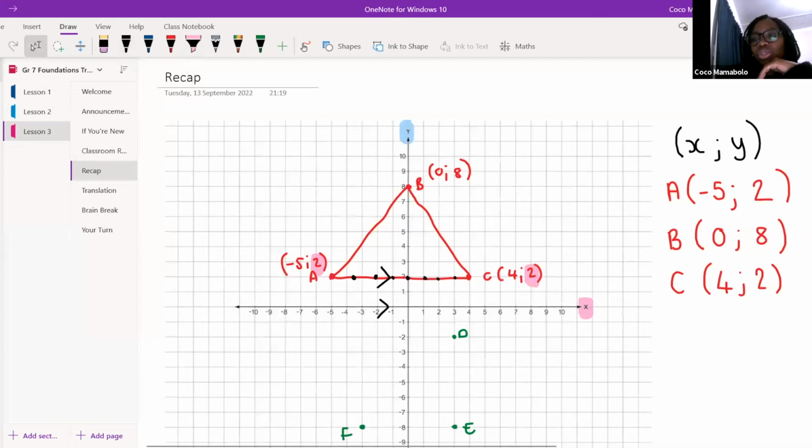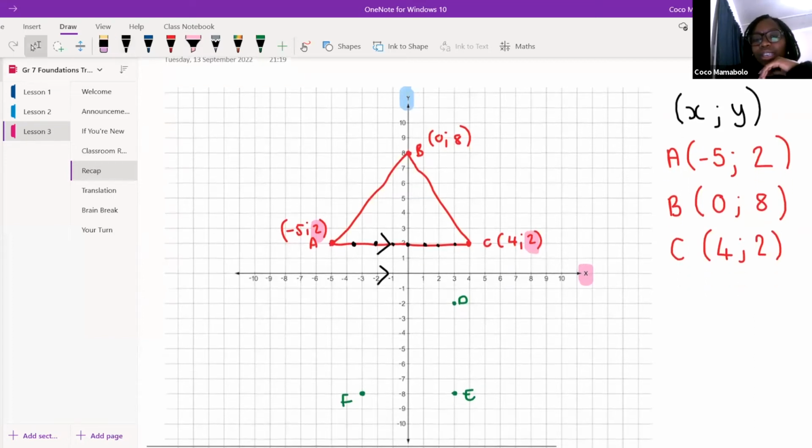All right, let's do the coordinates for D, E, and F in the chat for me, guys. You've got exactly 1 minute for all 3 of them. Go. Okay, pop them in the chat whenever you're ready. Well done, Nelisa. Nelisa's already given us the answer for D.